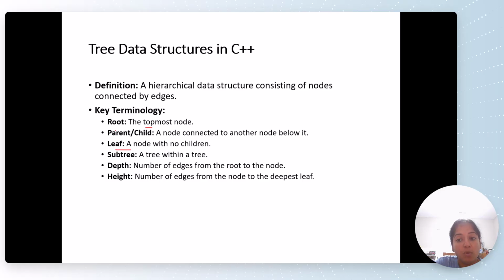Leaf node: if a node does not have any child, it is called a leaf node. Subtree is a tree within a tree. Depth is the number of edges from the root to the node. And height is the number of edges from the node to the deepest leaf.